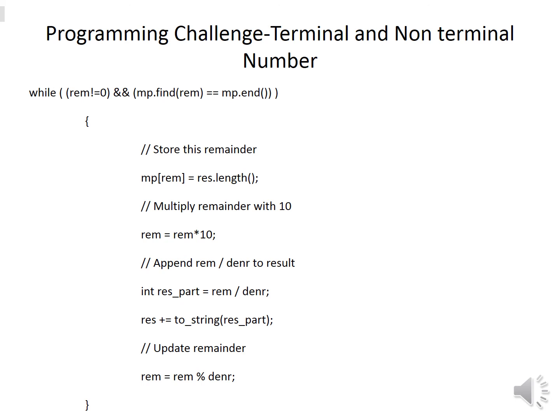Then we are executing that particular while loop. So mp[remainder] is equal to res.length, meaning here we store that remainder, multiply remainder with 10. So remainder is equal to remainder into 10. So we get the remainder, for example, 10 divided by 3, we get the remainder 1. So 1 into 10.